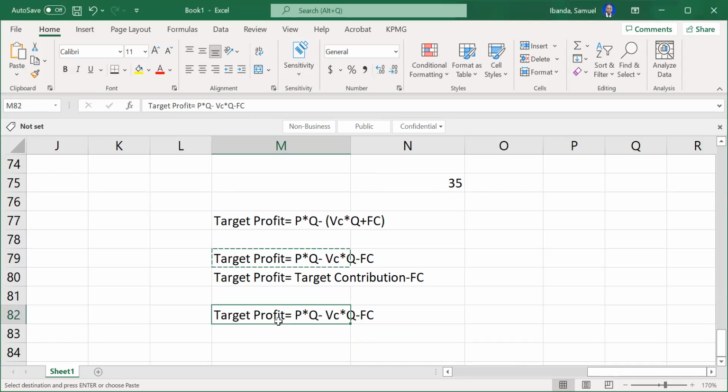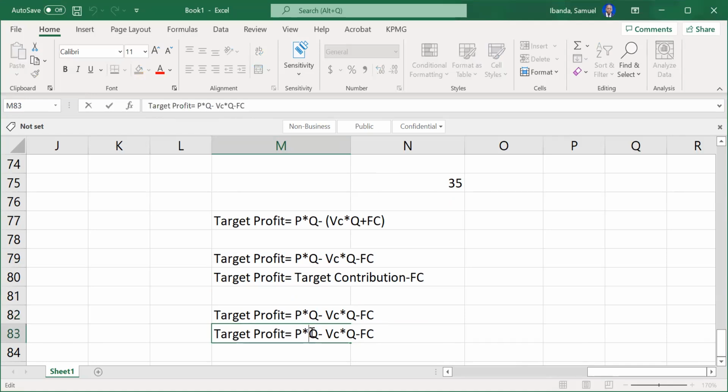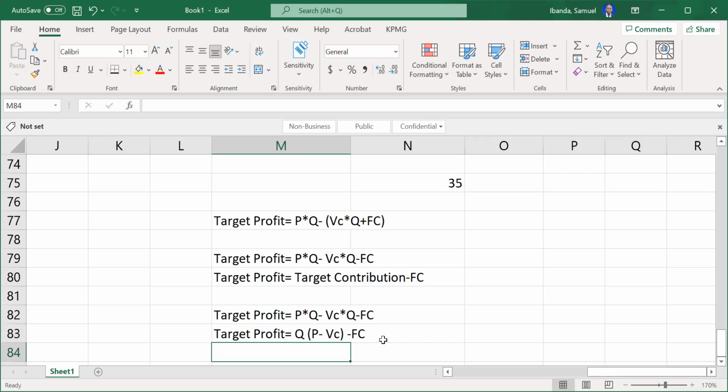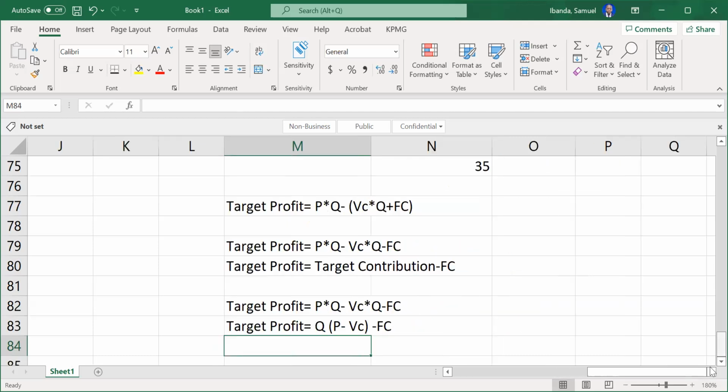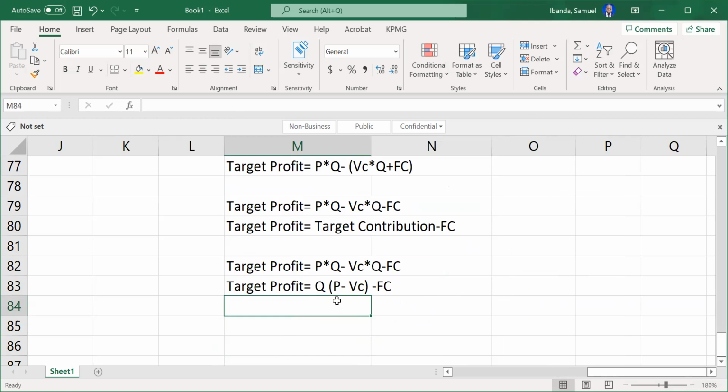We have target profit equal to Q times P minus VC minus fixed costs. So I can have this formula adjusted where I'll put Q out of the bracket. So I'll put Q into bracket P minus VC. So I can adjust my formula to that. Okay, just mathematically, there's nothing much. And if I'm adjusting my formula to that, also remember this Q is the target quantity, okay?